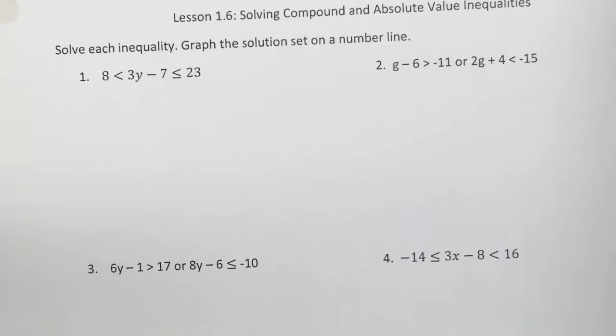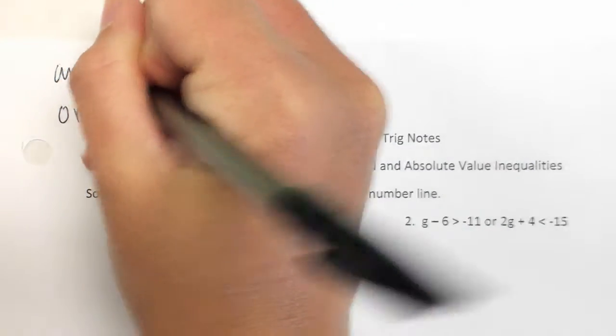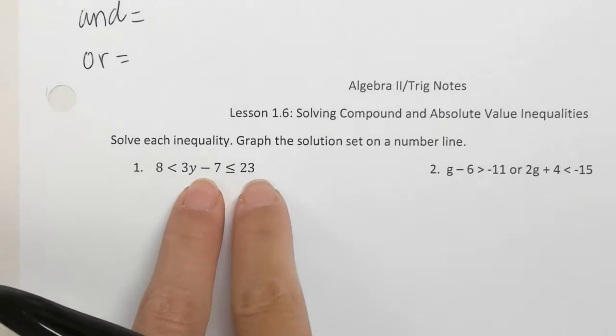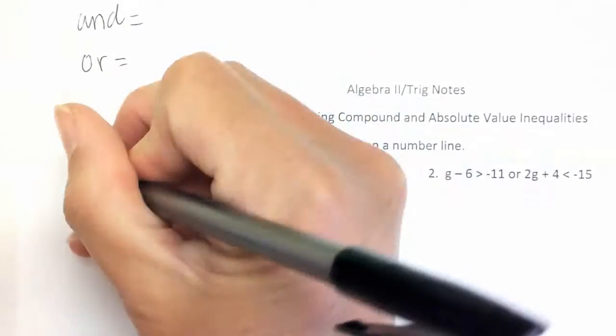Alright, and there's two different kinds of compound inequalities. There's "and", make sure you write this up here, and there's "or". It's okay, we'll get it later. How do you know if it's an "and" statement? Ones that have the letter in the middle like this are "and" statements, okay? So go ahead and write "and" beside it.